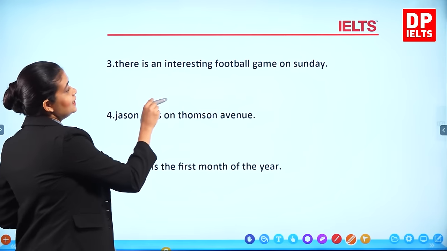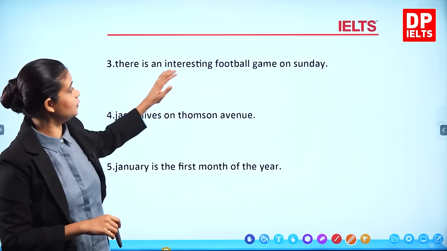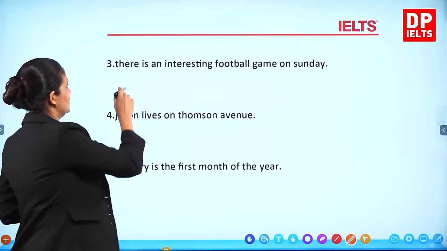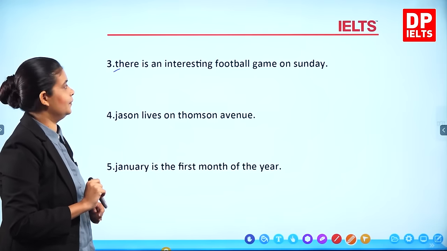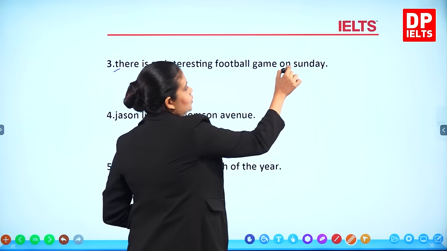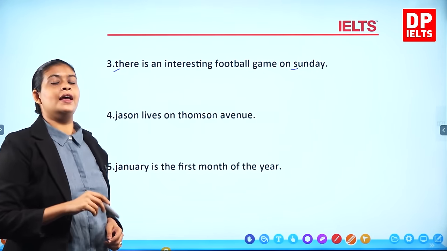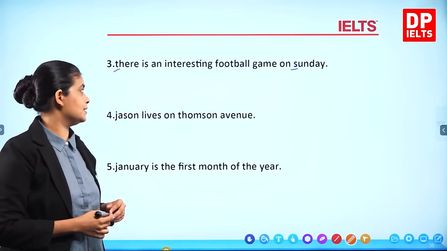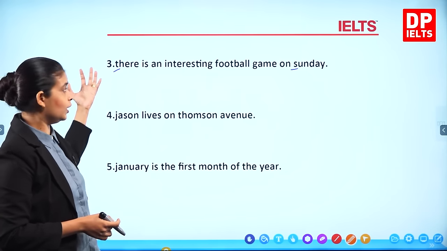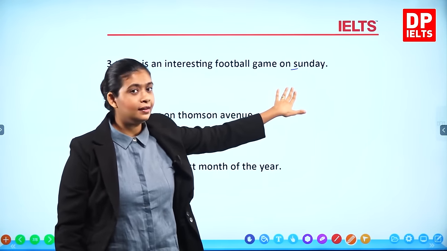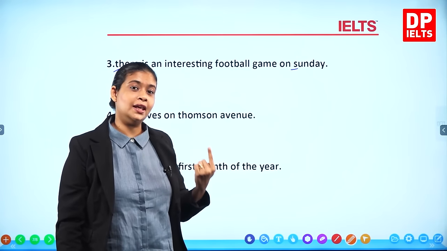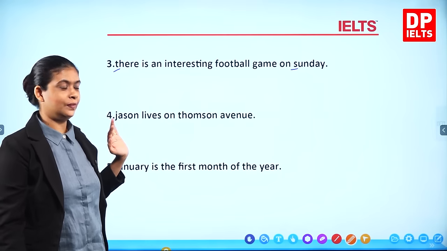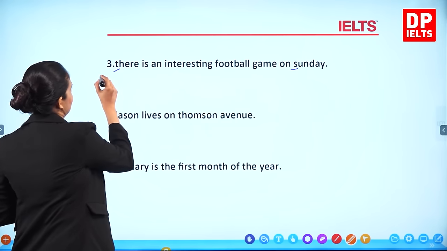Next one. There is an interesting football game on Sunday, right? There is the start of a sentence. Sunday is the name of the day of a week. So therefore, that also needs to be capitalized. There කියන එක sentence එකක මුල හින්දා අපි capital letter එකක් ලියනවා. Sunday ඉරිදා කියන්නේ සතියේ දවසක් හින්දා අපි ඒකේ first letter එක capital කරනවා. Then අපි sentence එක rewrite කරමු. Let us now rewrite the sentence.